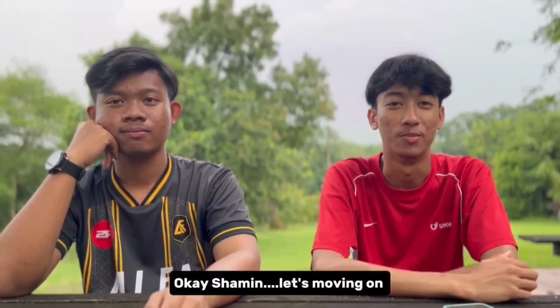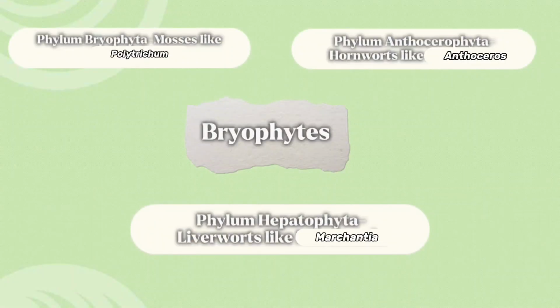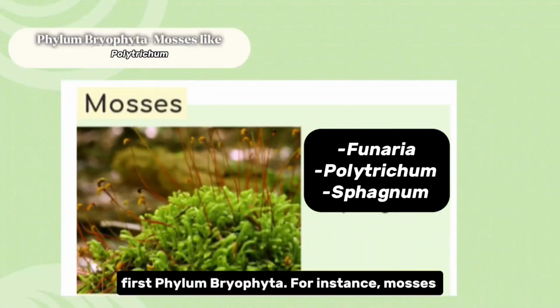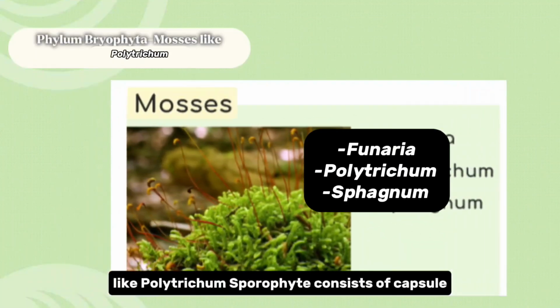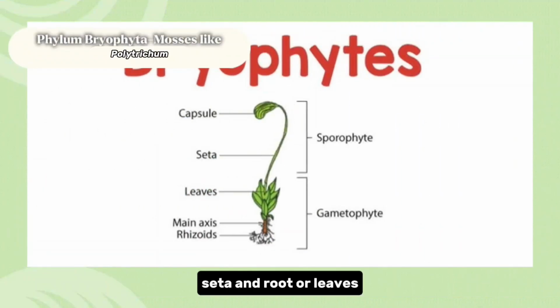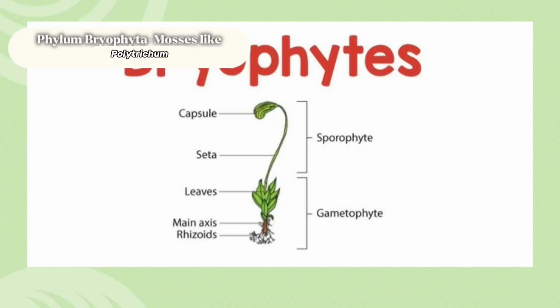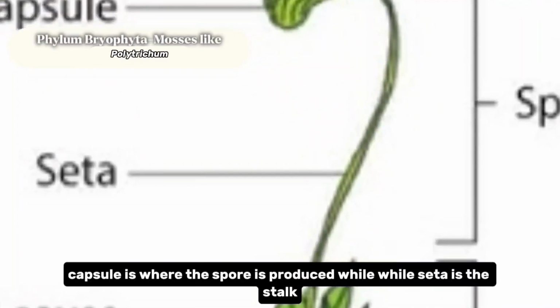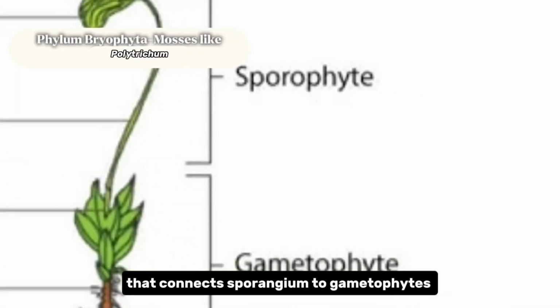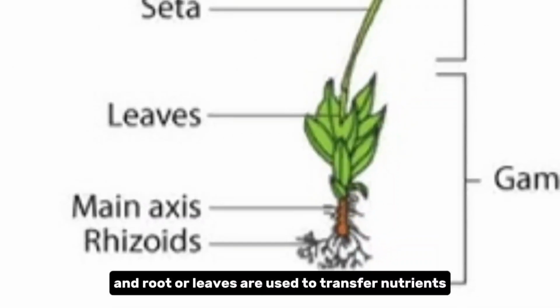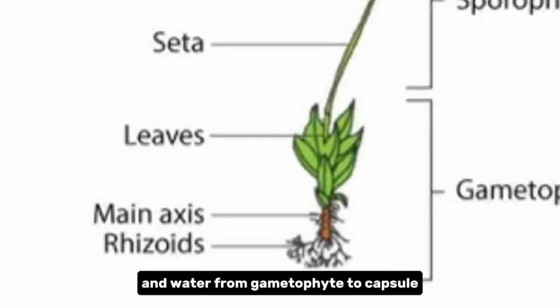Okay, Shamin, let's move on. Bryophytes are classified into 3 phyla. First, phylum Bryophyta. For instance, mosses like Polytrichum. Sporophytes consist of capsule, seta, and foot or leaf. Capsule is where the spore is produced, while seta is the stalk that connects sporangium to gametophytes, and foot or leaf are used to transfer nutrients and water from gametophyte to capsule.